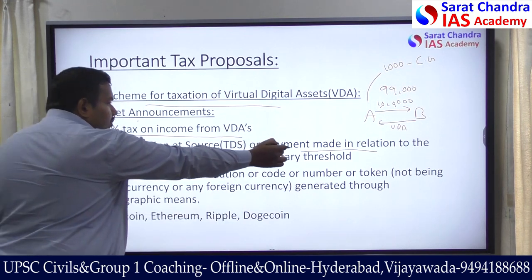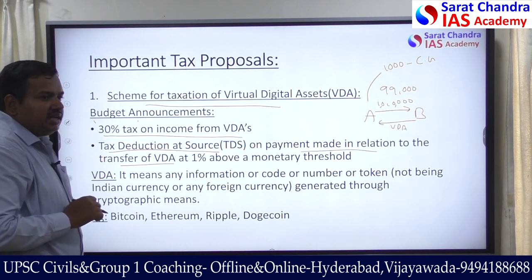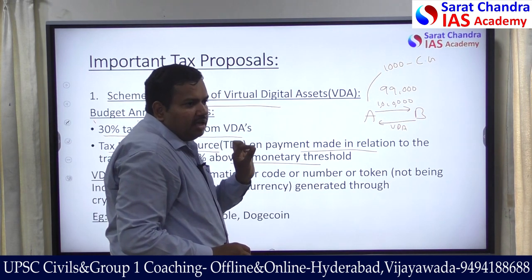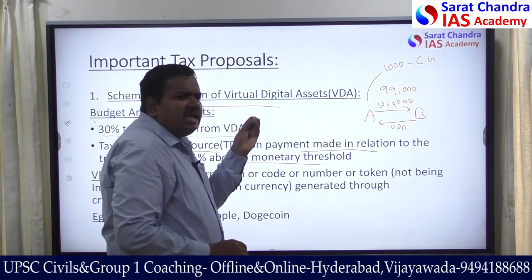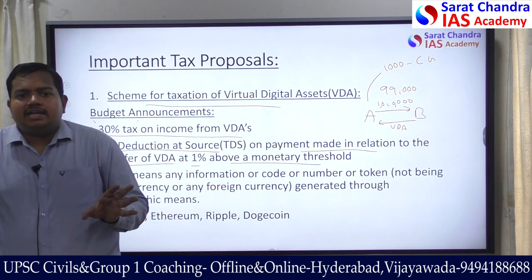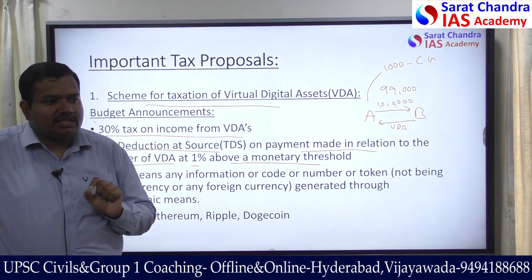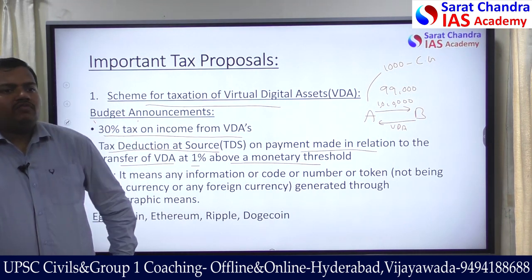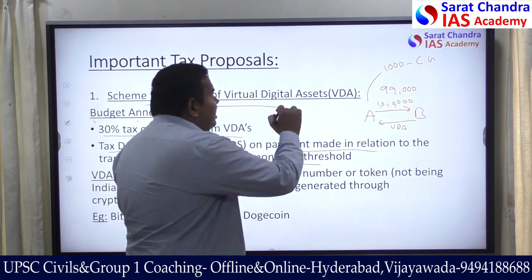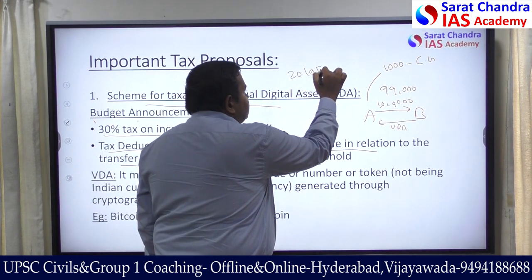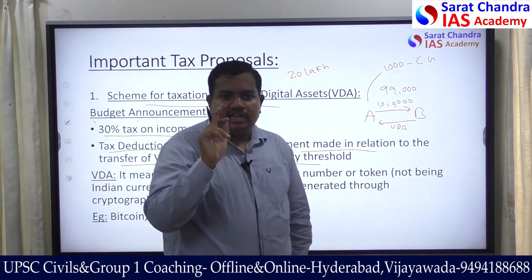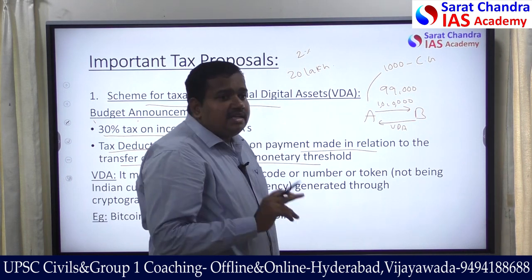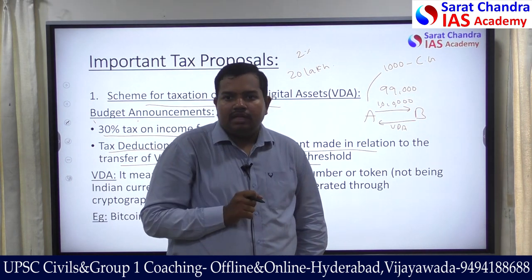Whatever payment you make in relation to the virtual digital asset, 1%, but this 1% will be above a certain monetary threshold. The government might keep that threshold at something like 50,000. If you are going to do a transaction above 50,000, you have to pay 1% TDS. And in general, I have already explained TDS with another example also. If you withdraw more than 20 lakhs in cash from your bank account in a financial year, what is the percentage of TDS? 2%. This is if you are not going to file ITR.